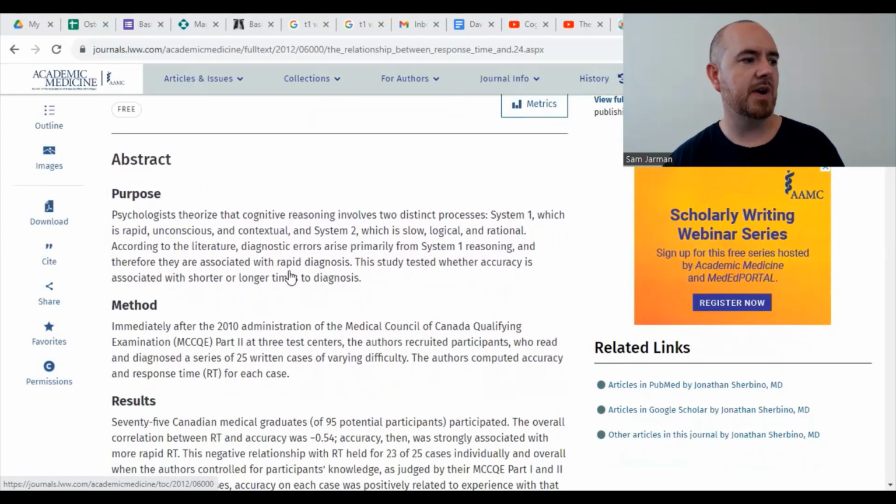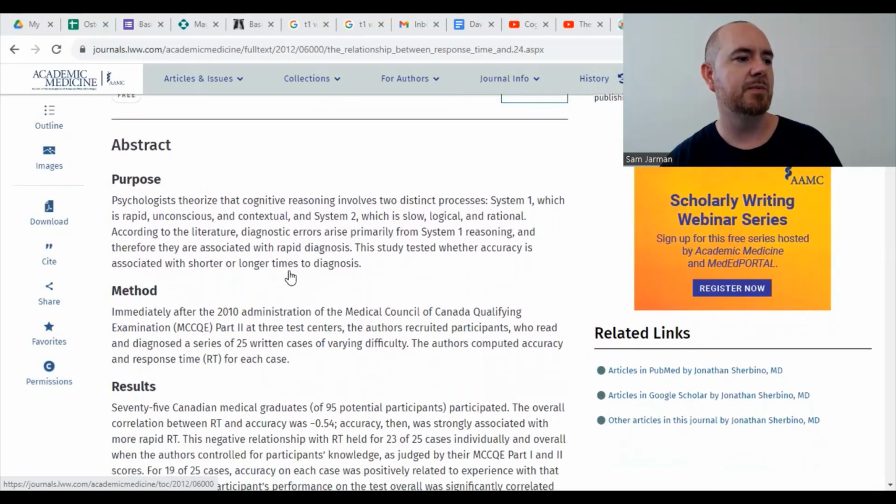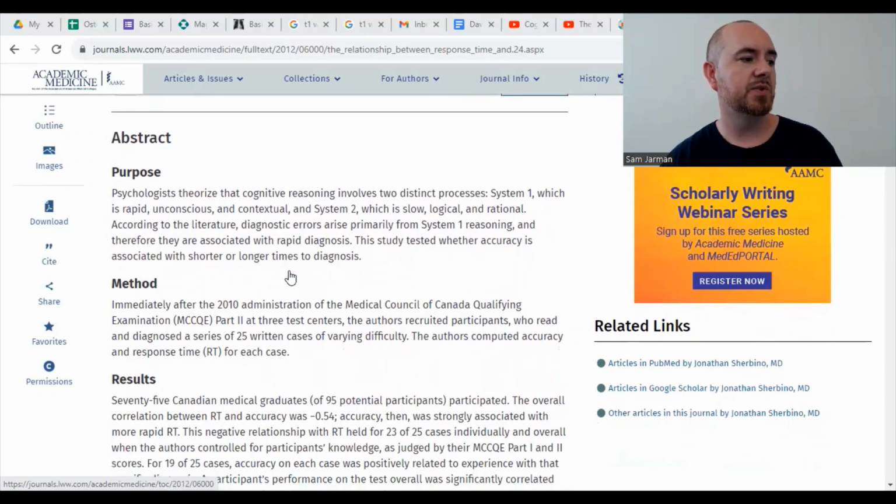The psychologists theorize that cognitive reasoning involves 2 distinct processes: system 1, which is rapid, unconscious, and contextual, and system 2, which is slow, logical, and rational. According to the literature, diagnostic errors arise primarily from system one reasoning, and therefore they are associated with rapid diagnosis. This study tested whether accuracy is associated with shorter or longer times to diagnosis.